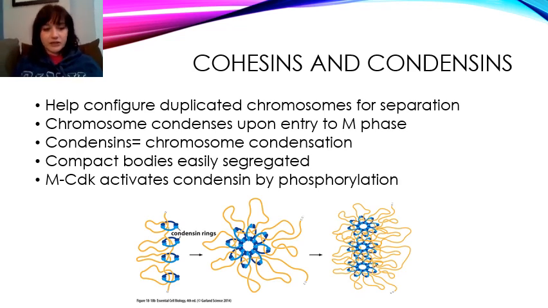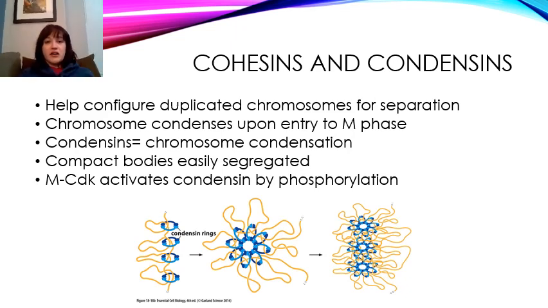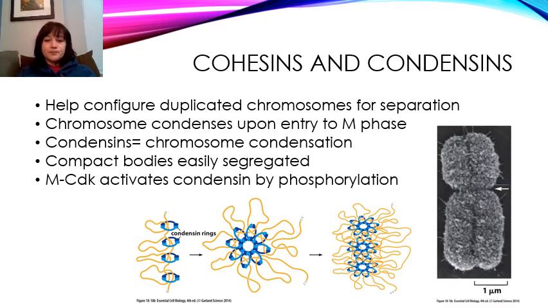And we talked about how MCDK, it's a kinase, targets different proteins to tell the cell to proceed on into M phase. So condensation of DNA, making the DNA more compact, is regulated by MCDK because this condensin protein will not function unless it gets phosphorylated. So it's pretty neat to be able to connect the dots of what's happening in the cell. Again, this picture here is normally only seen during M phase, having the DNA condensed like that. And you can just disregard the arrow, it's not important.